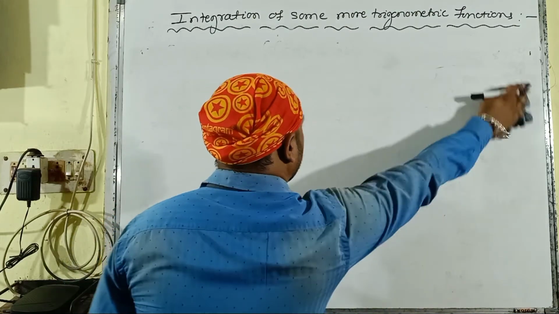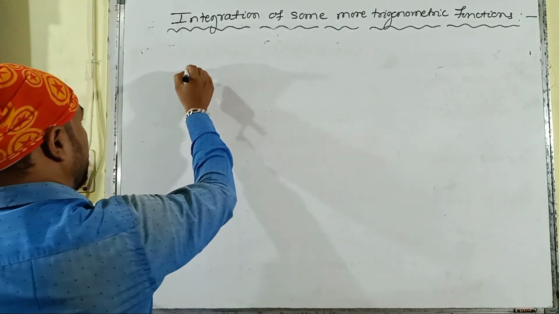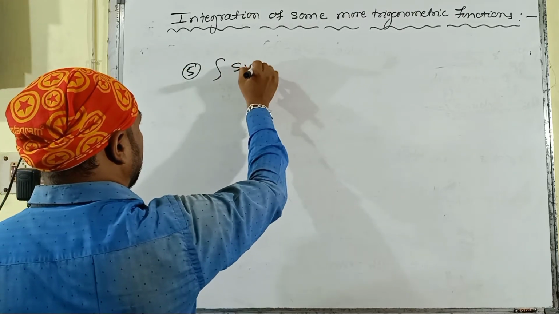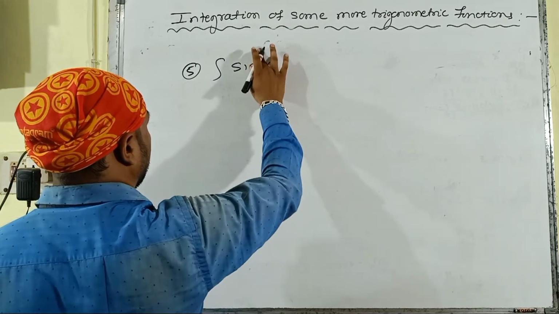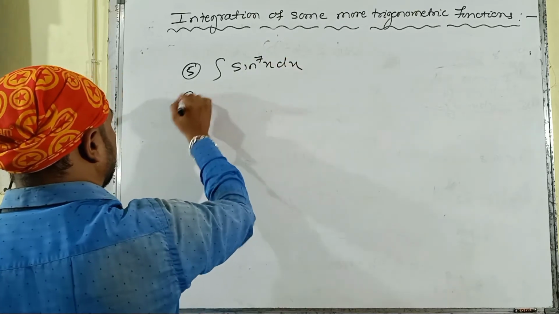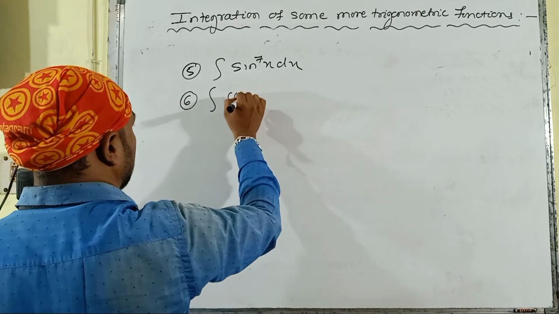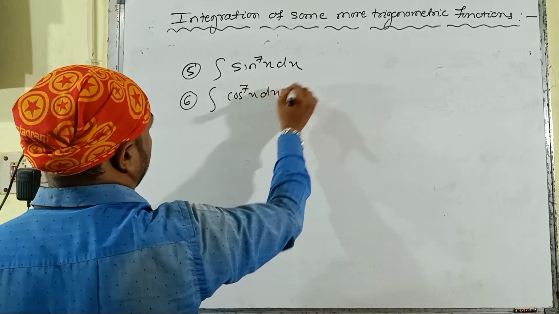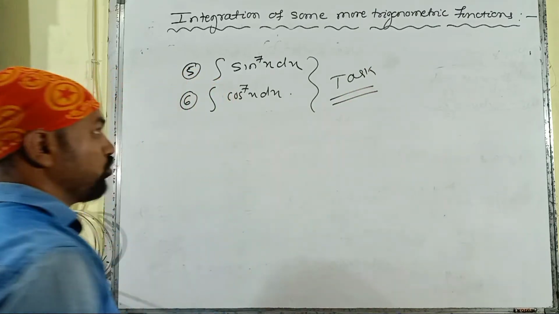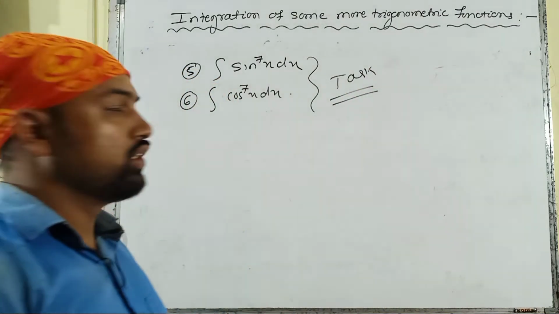Let us have some tasks for you. The problem number 5 and problem number 6 are homework for you. You have to find the integral of sin to the power 7x dx, and then the integral of cos to the power 7x dx. So these are the tasks for you. Just solve them by the following procedures.